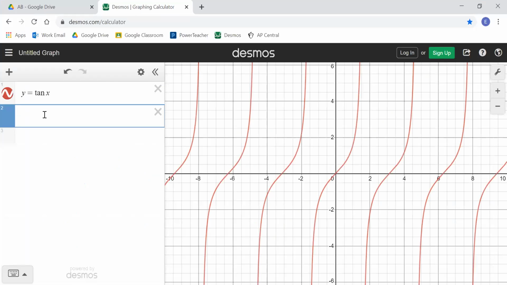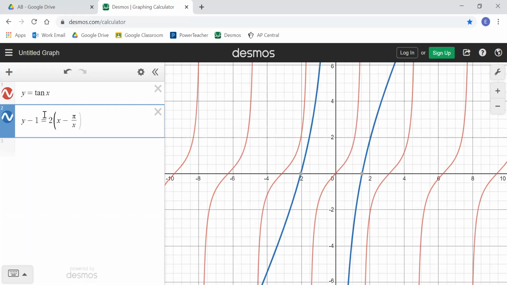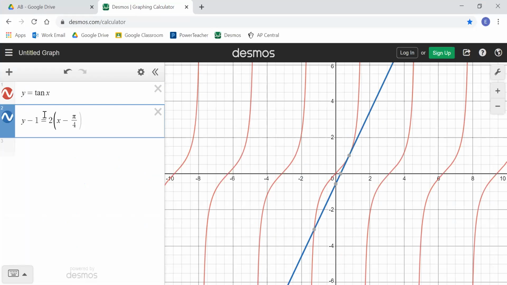And we've got y minus 1 equals, I'm going to put in the tangent line one first. So 2 times x minus pi over 4. That's pi over x, not pi over 4. That's better. And so we're tangent right over here at this point, pi over 4, 1. 0.785 is pi over 4. So we're tangent at that point.